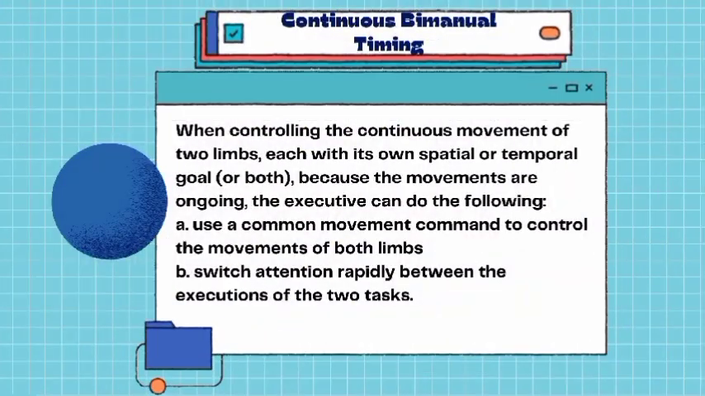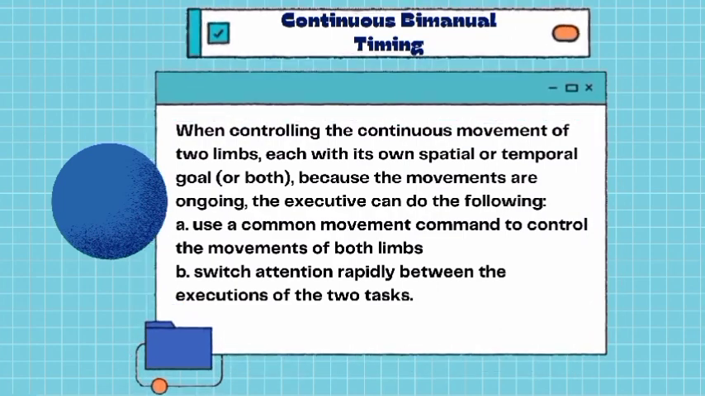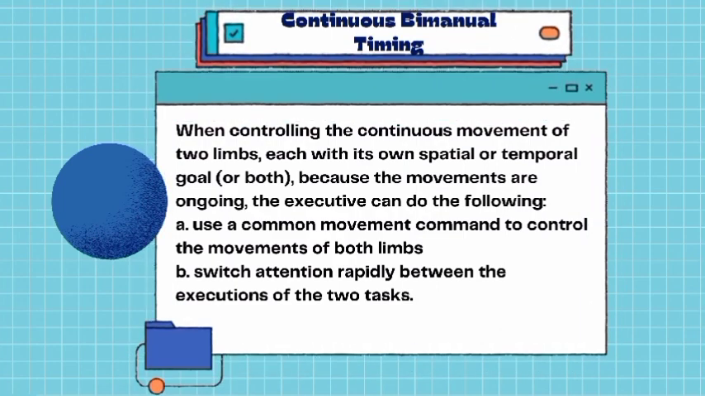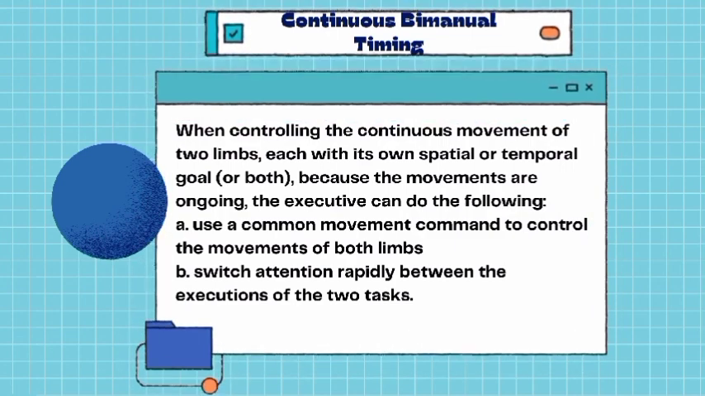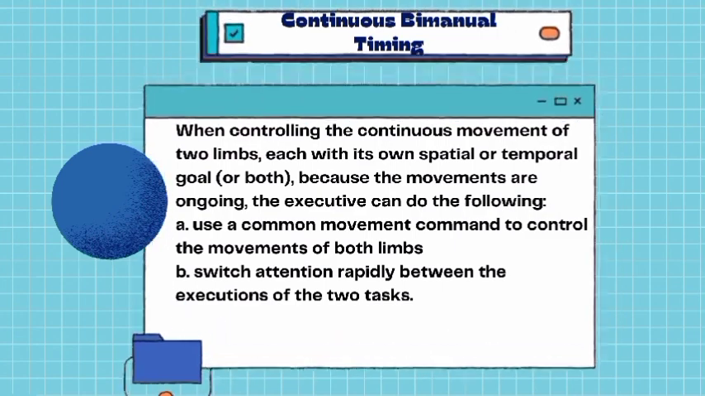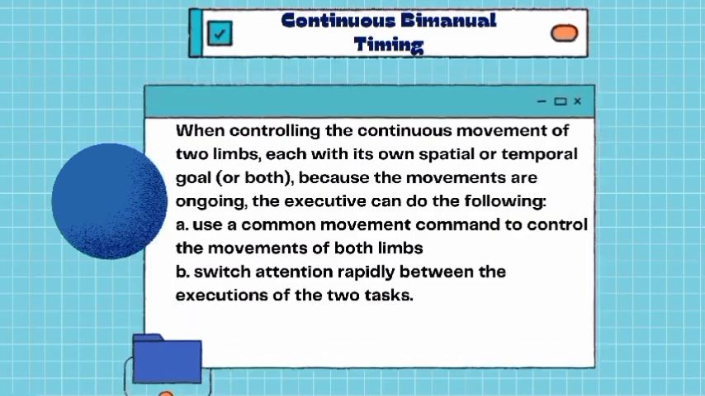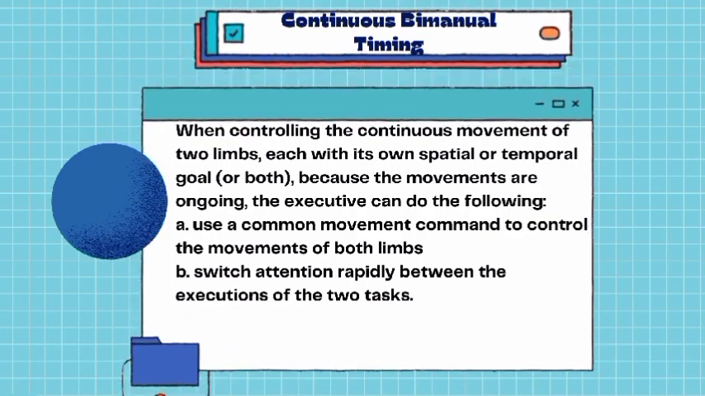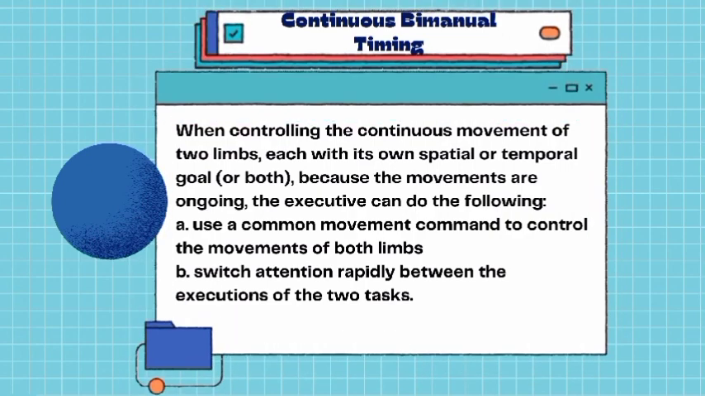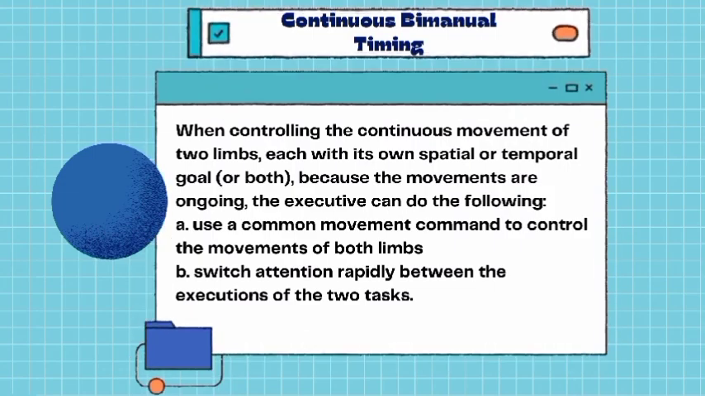Let's proceed to continuous bimanual timing. When controlling the continuous movement of two limbs, each with its own spatial or temporal goal or both, because the movements are ongoing, the executive can do the following. First is to use a common movement command to control the movement of both limbs, and next is to switch attention rapidly between the executions of the two tasks.